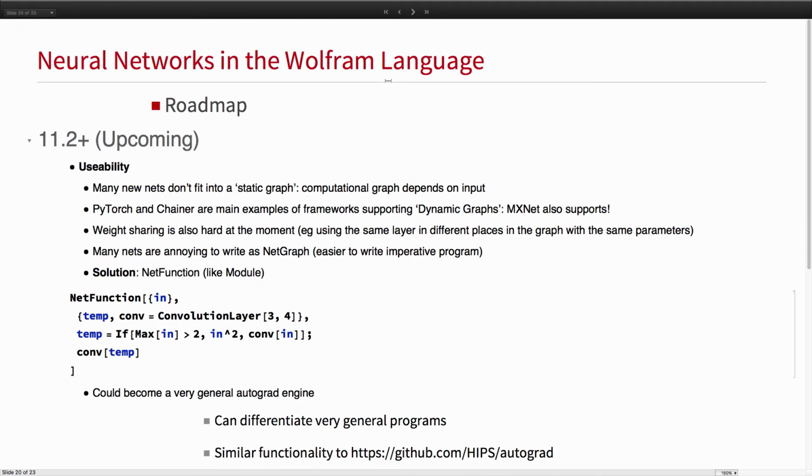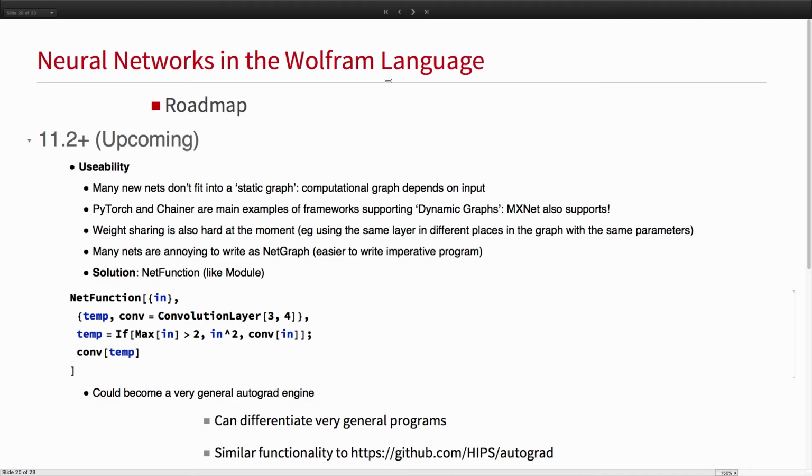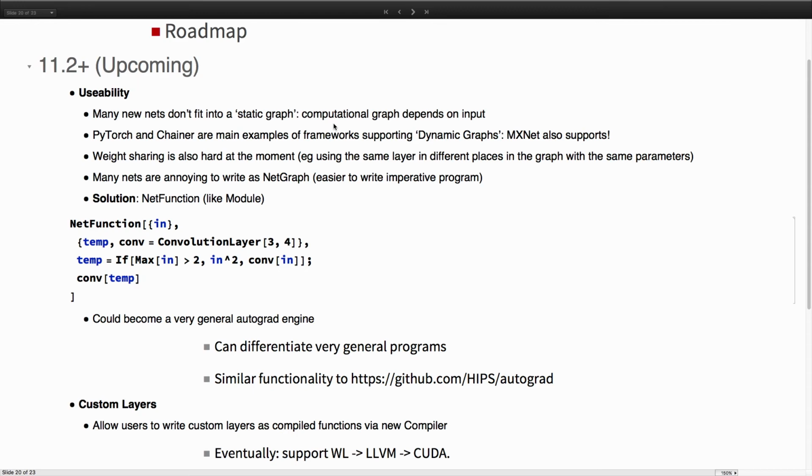OK, so the upcoming roadmap, again, remembering that one of the major things that we need is for internal training. And that sort of drives the things that we want. So one of the major features that people will, I think, enjoy a lot is net function. So first of all, a lot of nets don't fit into a static graph. So they have contingencies inside the computation graph. So it might depend on data. So here's a simple example.